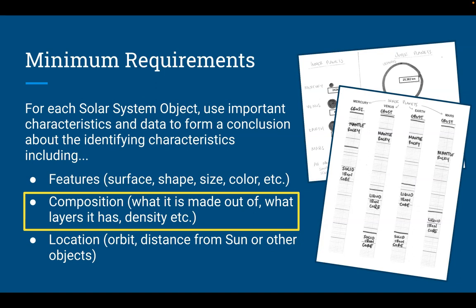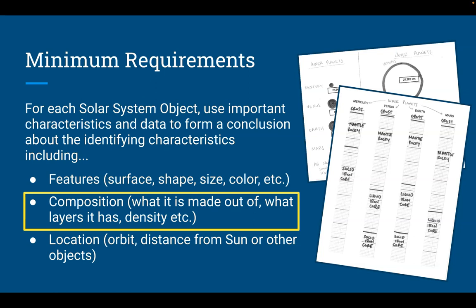Additionally, you'll have to include information about the composition of each object. That's another way of asking, what are they made out of? Or what layers do they have? What is their density? Again, information has been provided to you in the exemplar packet. You can see here on the screen the different layers of the inner planets. You can use that information for your composition section.